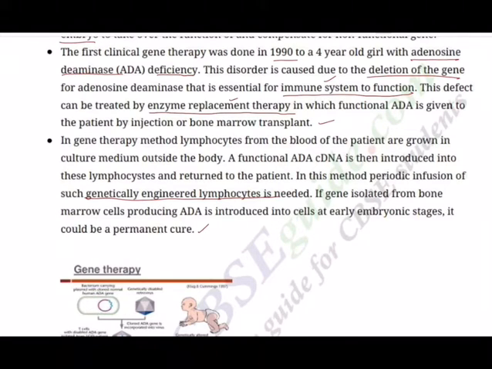So instead of that, what we are talking about is, instead of introducing cells, introduce the gene only. First isolate the gene, and if the gene isolated from bone marrow cells producing ADA, that is adenosine deaminase, is introduced into the cell at the early embryonic stage, and it should be the early embryonic stages, that could be a permanent cure.